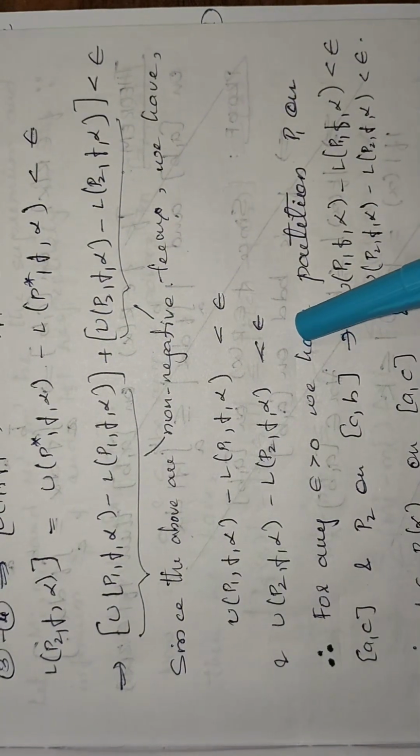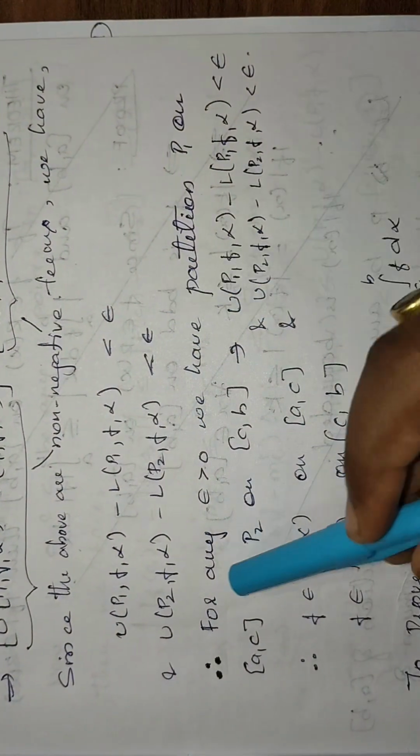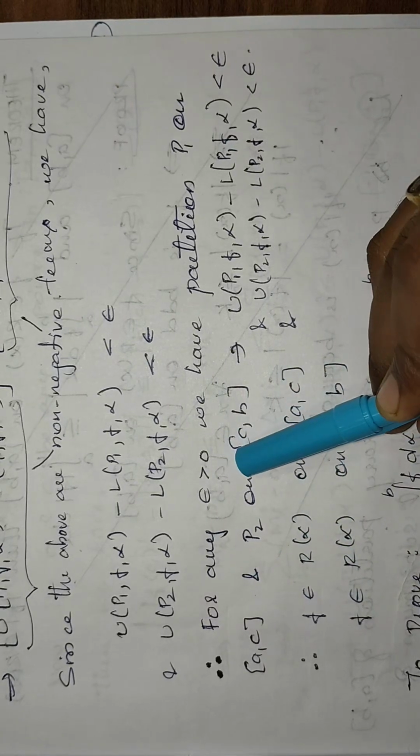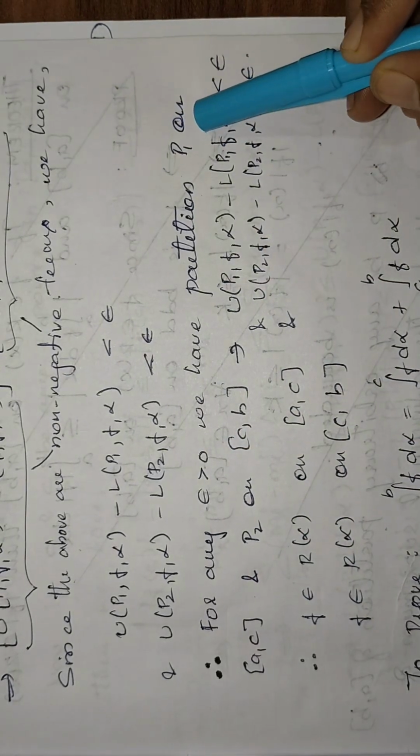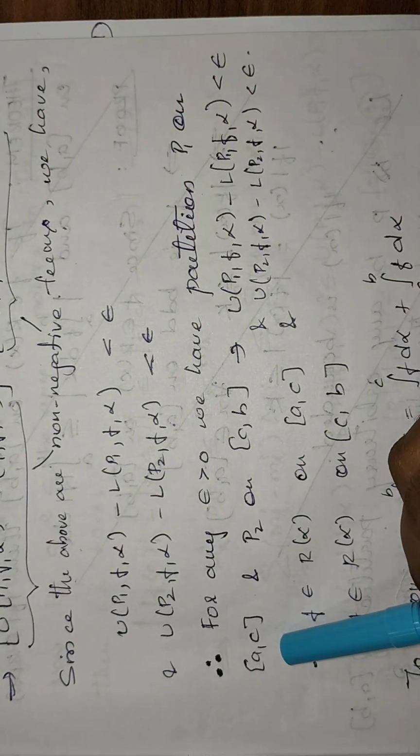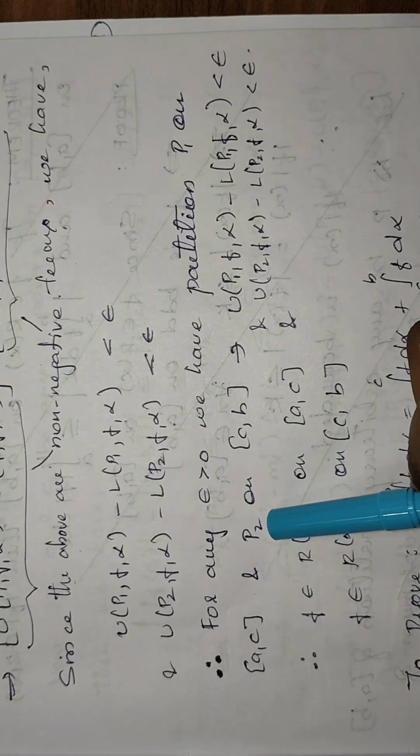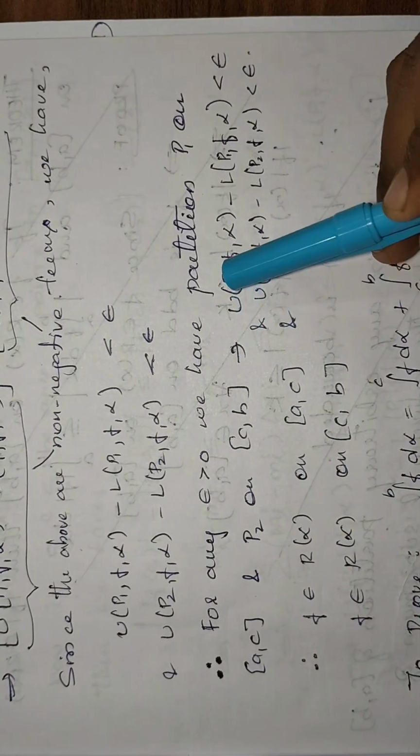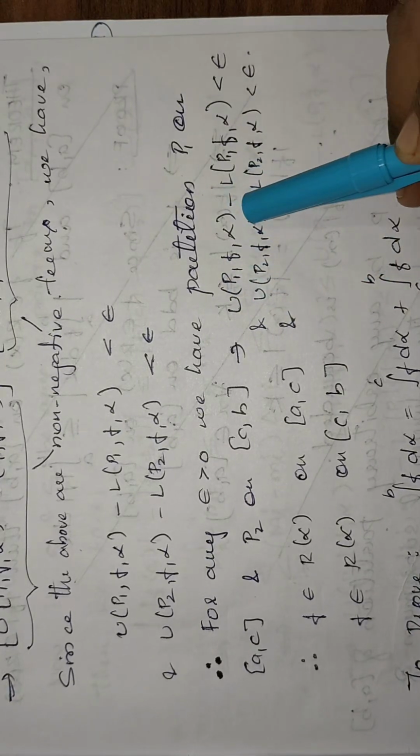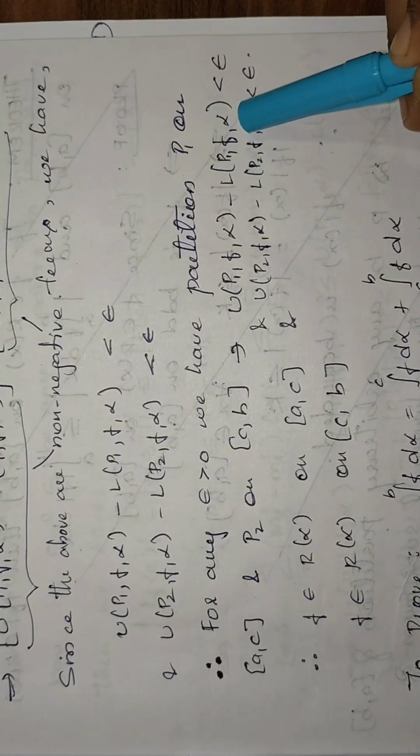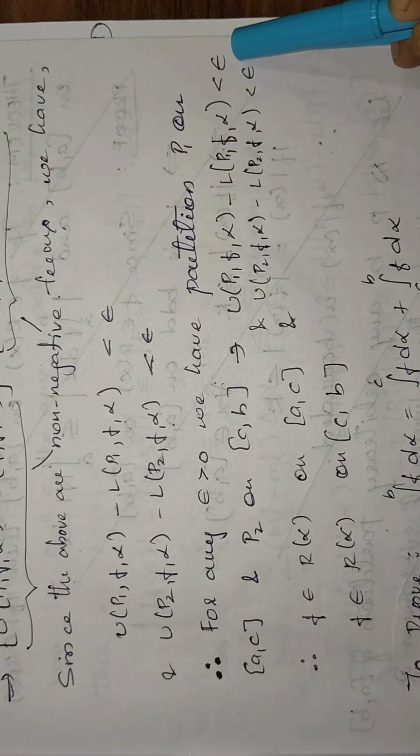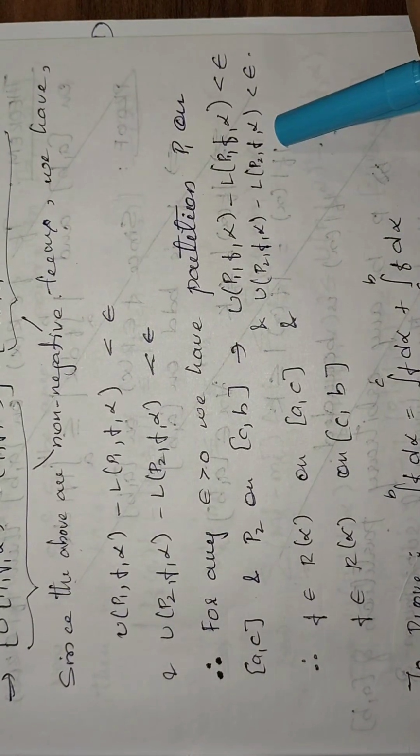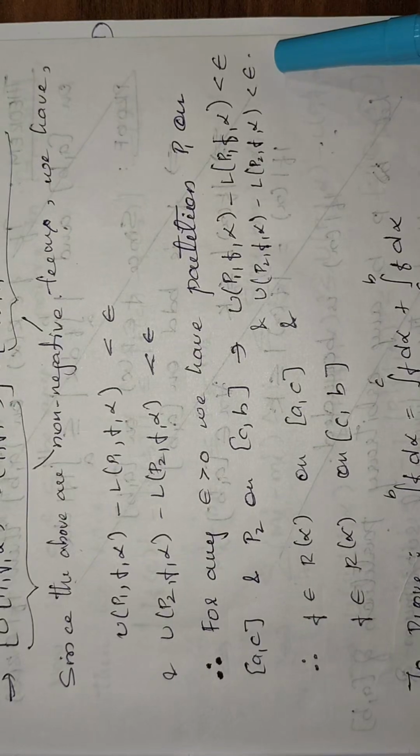Okay, so at last what we have proved is, for any positive epsilon, we have a partition p1 on closed interval AC and a partition p2 on closed interval CB, such that U of p1, f, alpha minus L of p1, f, alpha is less than epsilon, and U of p2, f, alpha minus L of p2, f, alpha is less than epsilon.